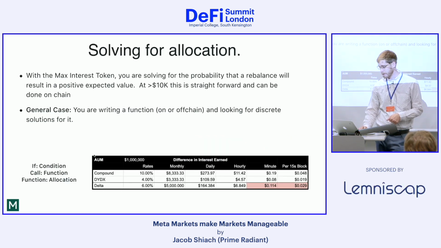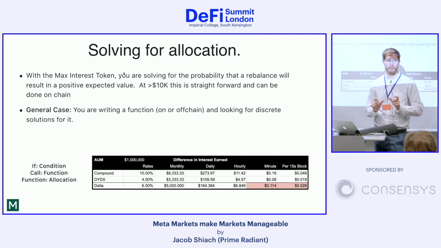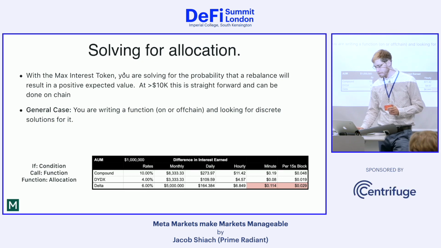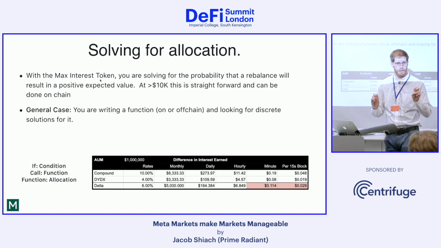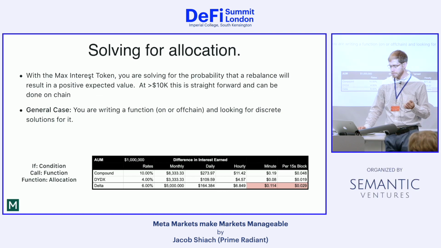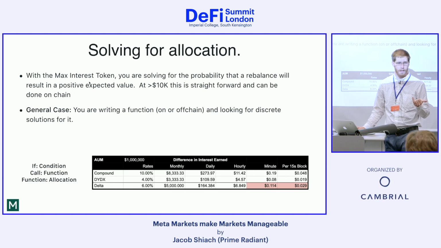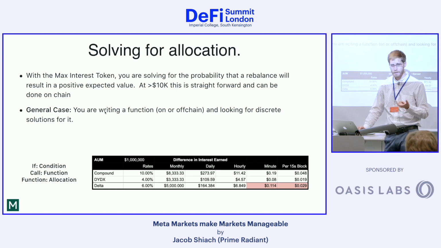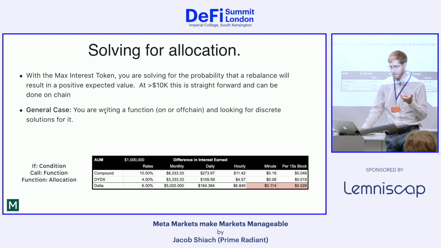And then the really exciting thing is this whole rebalancing. We call it rebalancing, but it's mostly just reallocating. With the max interest token, which is the one that exists right now, it's rebalancing between Compound, DYDX, and very soon BZX. All it's really doing is solving for whenever a rebalance is likely to be profitable. And the general case of that is you're writing a function and then submitting some sort of discrete solution for that.